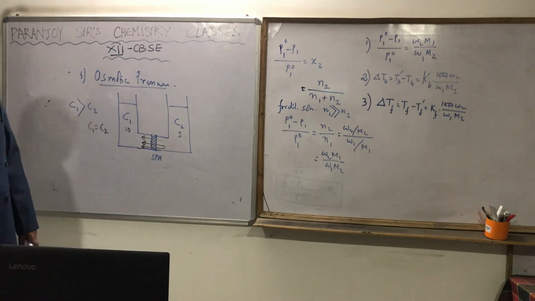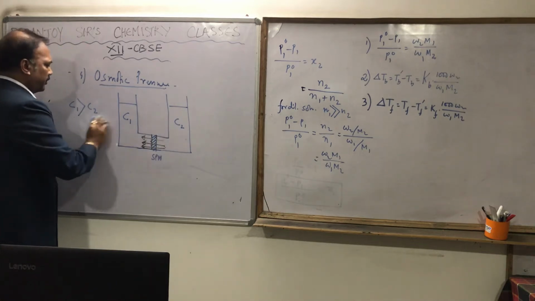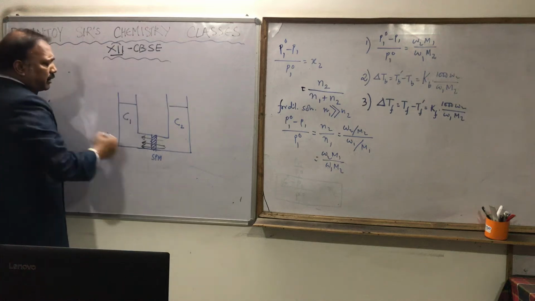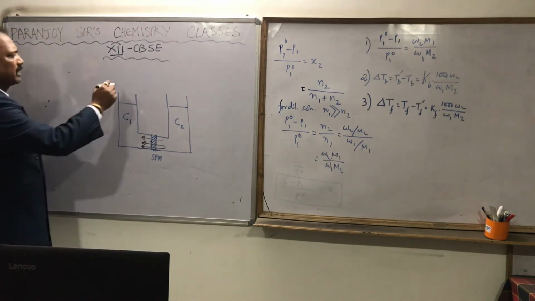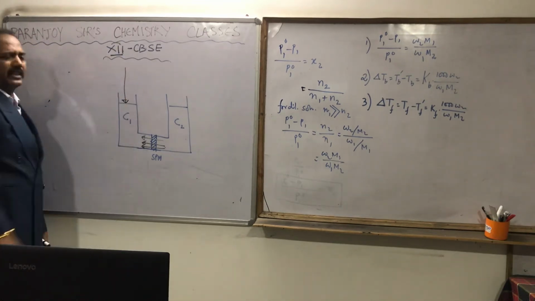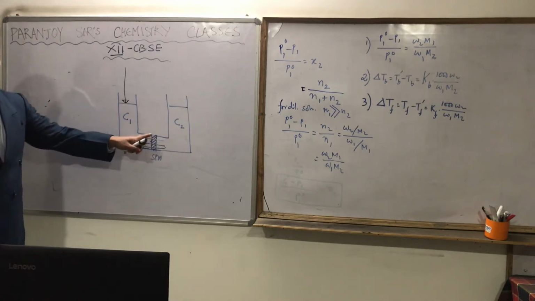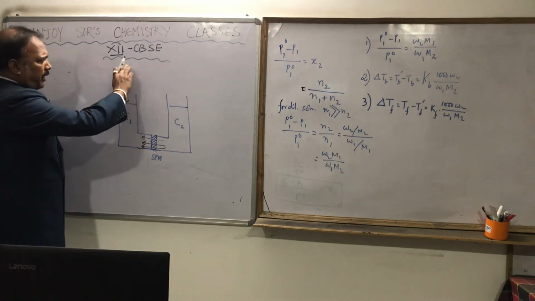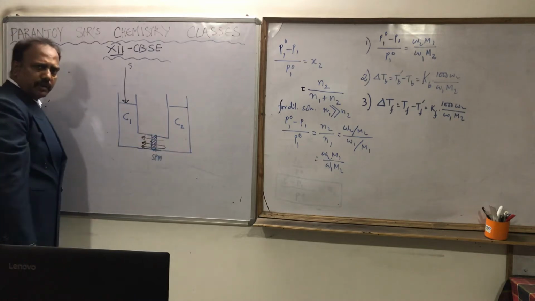Fine. Now what is osmotic pressure? See, it's also very simple. Now, the water is flowing in this direction, and suppose I am applying some external pressure from this side, from the top. Now water is coming out with some pressure. Suppose I am applying the pressure 5 here. Still the water is coming from C2 to C1.